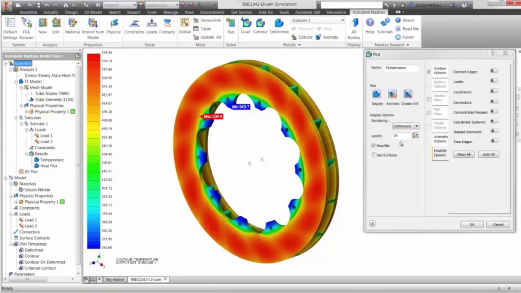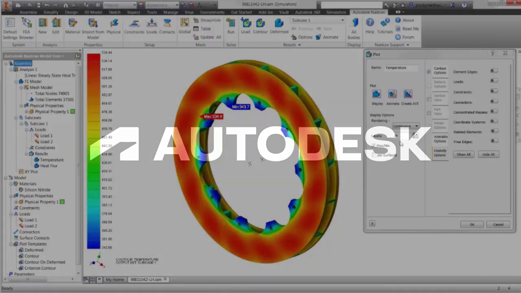As you have seen, Autodesk Nastran in CAD and Inventor helps us to come up with a better rotor without leaving the CAD system. We can now confidently move on to innovation on other areas of the brake assembly.